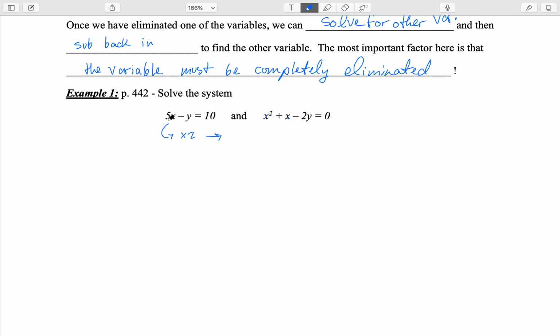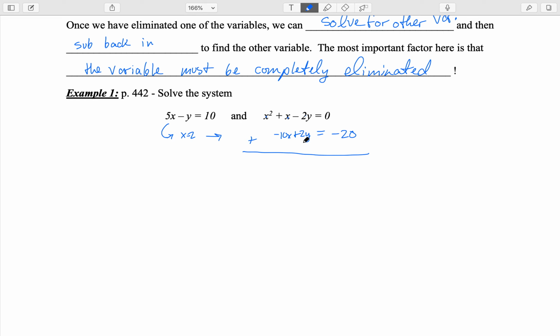Why? Watch. So I've got 5 times negative 2. This gives me negative 10x. Negative y times negative 2 gives me plus 2y. And on the equal to, 10 times negative 2 is negative 20. Why did I do that? Because look, I've got a minus 2y and a plus 2y. So in this case, I should be adding the two. So I didn't really equate them, but I made one the opposite of the other.